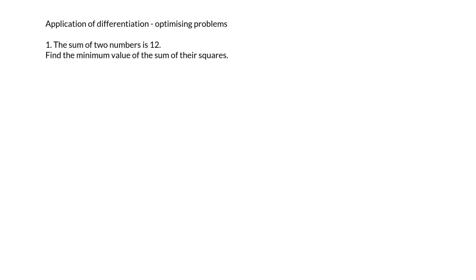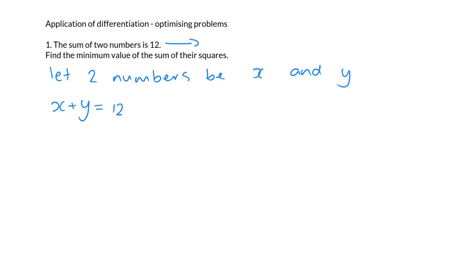So our first one then: the sum of two numbers is 12. Find the minimum value of the sum of their squares. So let the two numbers be X and Y, or A and B, whatever you want. So what do we know? We know about their sum, and that's 12, so X plus Y equals 12. And we want the sum of their squares, so I'm going to call it S, and it's going to be X squared plus Y squared.